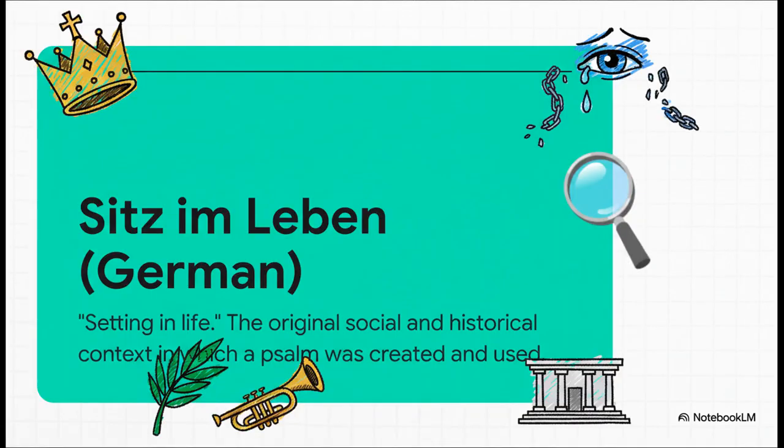A huge piece of this analysis is figuring out something called the Sitz im Leben. It's a German term that literally means setting in life. It's all about the original context, right? Was this psalm first used at a king's coronation? Was it for a national day of mourning, a big temple ceremony? Knowing that original setting is the key to unlocking its meaning.